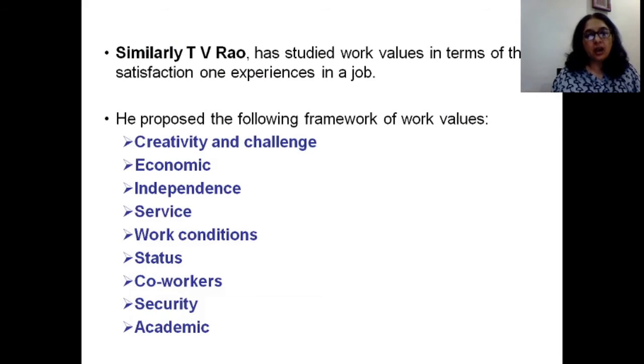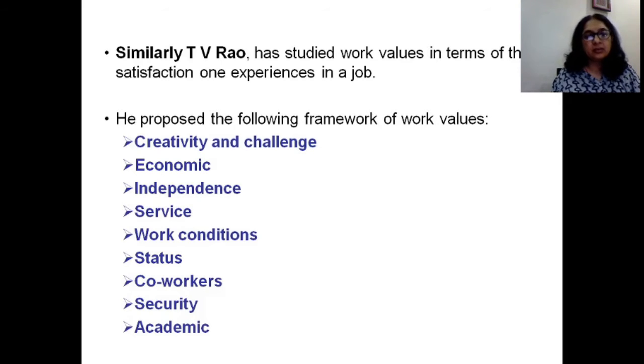So similarly, T.V. Rao also studied work values, but he did it in terms of deriving satisfaction from work. So he said people who do work which is more compatible with their value system will find more satisfaction in doing that job, where they get to practice what they believe in. And he also proposed the following work values, like creativity and challenge. So some people like doing work which is more creative and which is more challenging and stimulating for them.